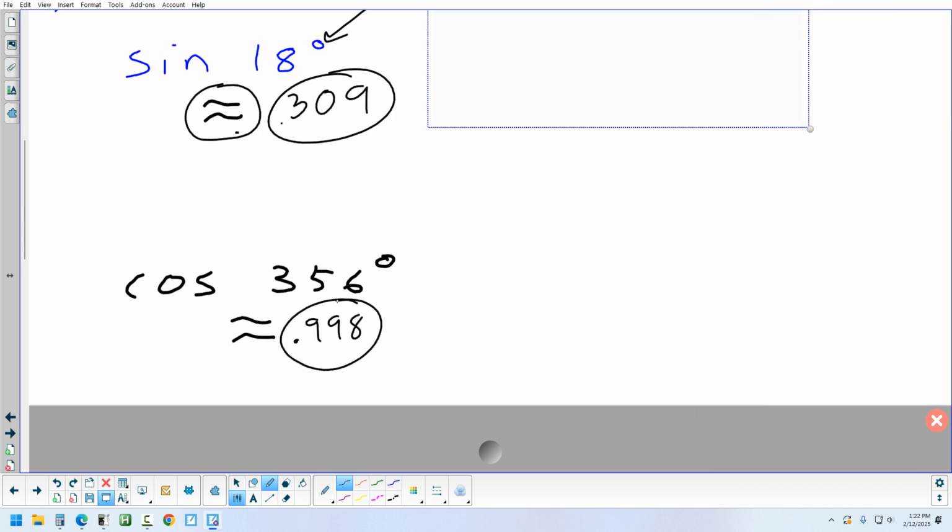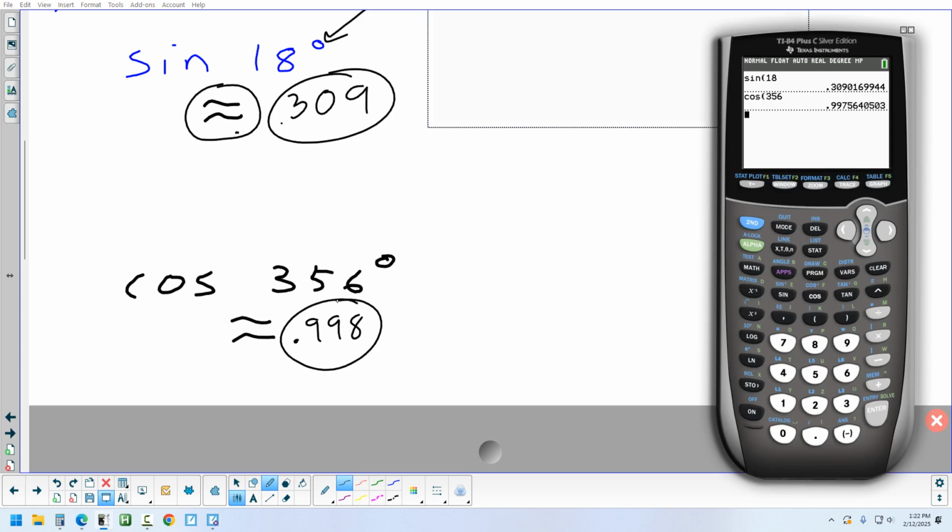0.998. If you notice, that number is getting pretty close to what? 1. And if you go a little higher, cosine 358 gets a little closer. Now it's 0.999. Cosine 359, it's even closer, 0.9998. When you get to 360, now you've hit 1. If you go past 360, it starts coming back down again. The highest it ever gets is 1, and then it comes back down.